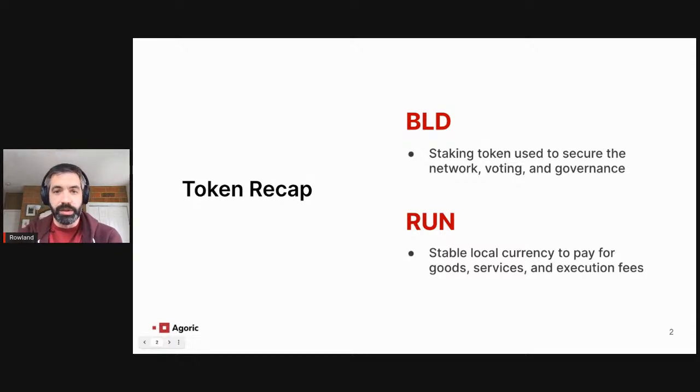And then separately, we also have the RUN token, which is the currency that we use to pay for goods, services, and execution fees. So if you're used to other blockchains that have a gas model, RUN is our token that we use to pay gas fees. Additionally, that's what we expect third-party developers who are building on top of our chain to accept as a primary denomination for what they're selling.